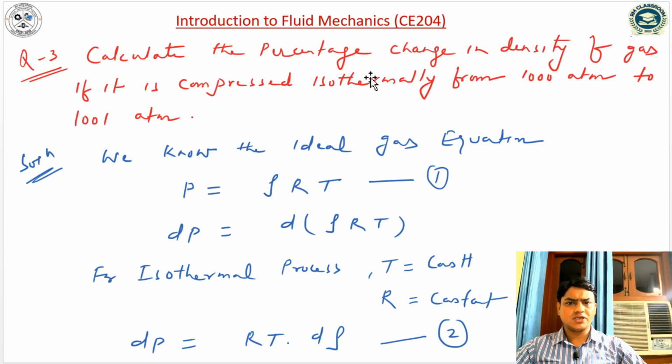Here in the question we have to calculate the percentage change in density. So we have derived the relation between the change in pressure and the change in density, that is equal in isothermal process, that is dP by P is equal to d rho by rho, and then we have computed the percentage change in density, that is equal to 0.1%.